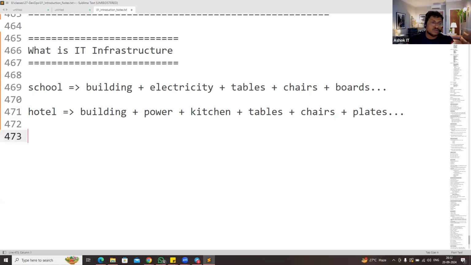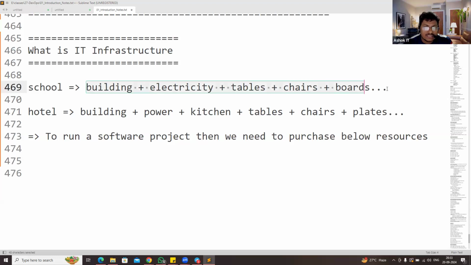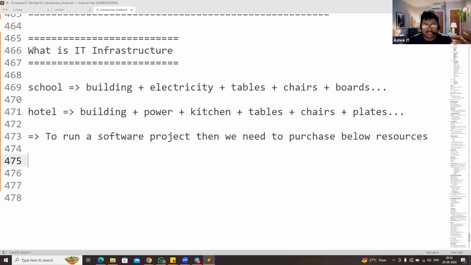Similarly, in order to run one software company, we need to purchase several resources. So let me talk about a project. To run a software project, we need to purchase the resources below. Those resources are called infrastructure. To run a school, several resources are required. To run a hotel, several resources are required. Those resources are called infrastructure.